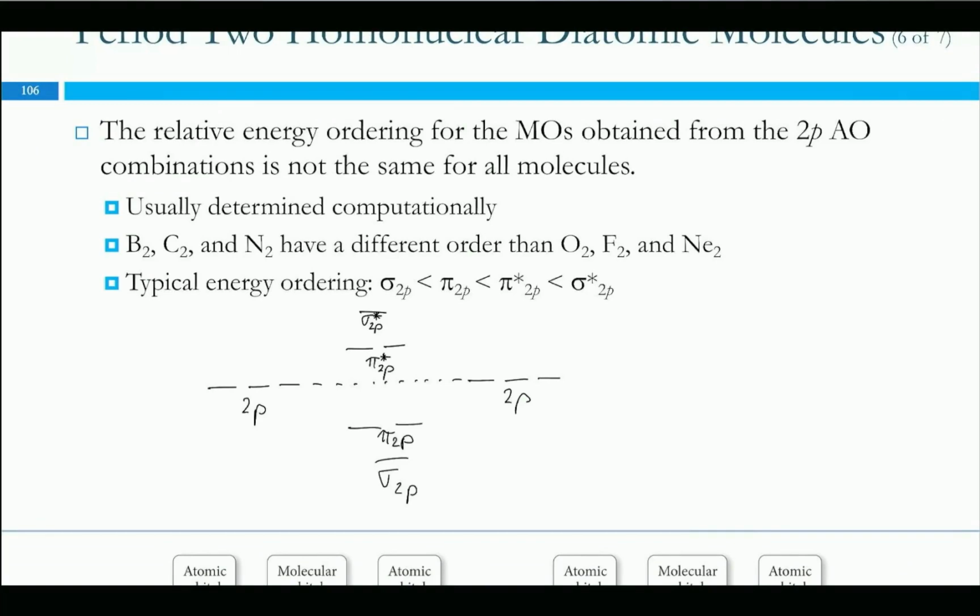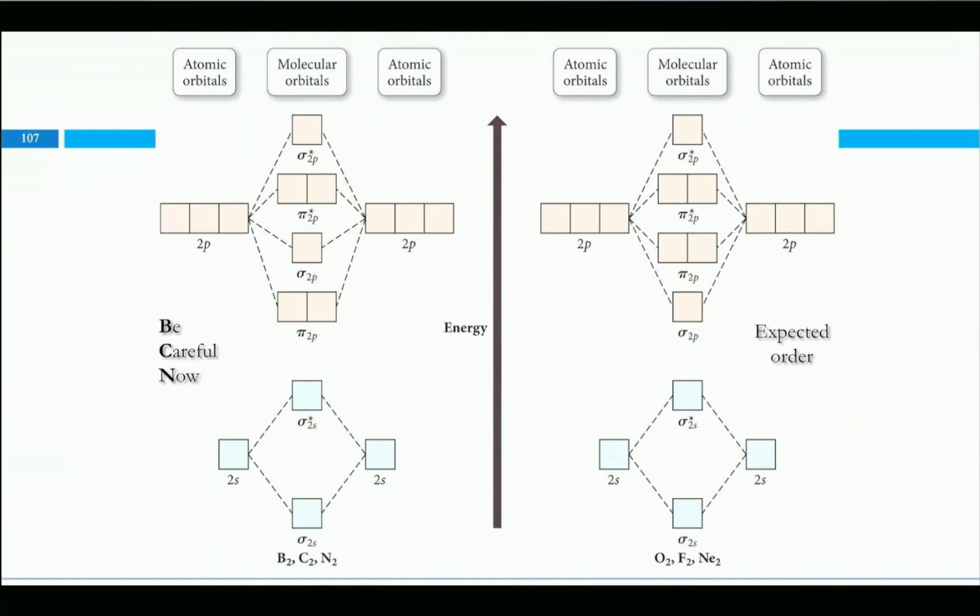Boron, carbon, and nitrogen have a different order because they're just so unique and not like the other atoms. So you gotta remember boron, carbon, nitrogen, be careful now. BCN. They have this weird order. Normally it would be sigma, pi, sigma.